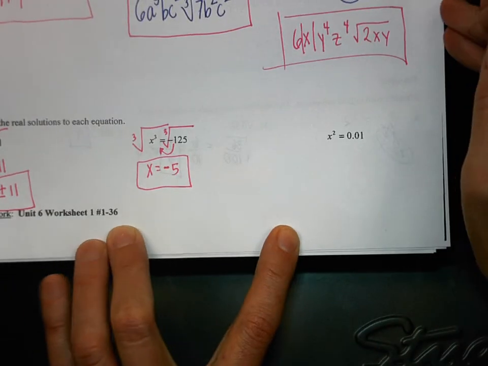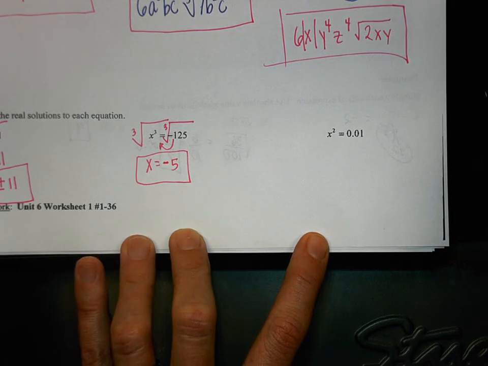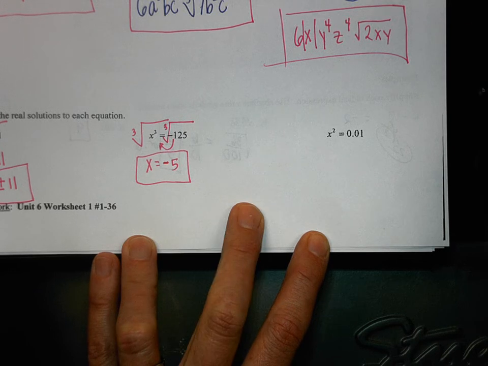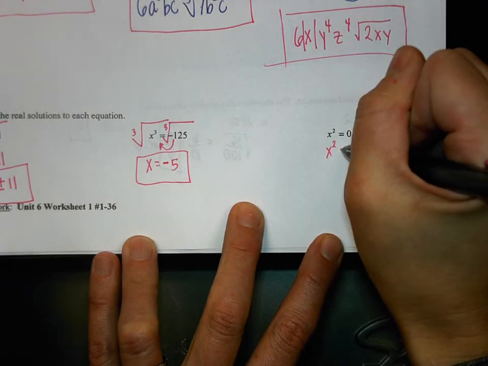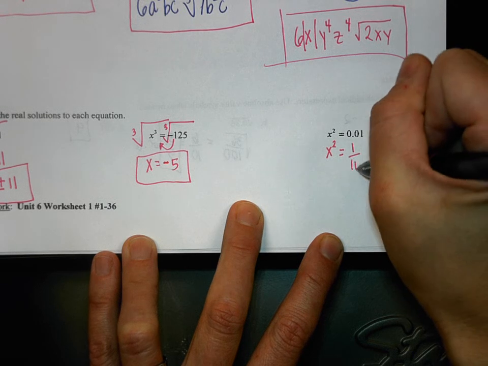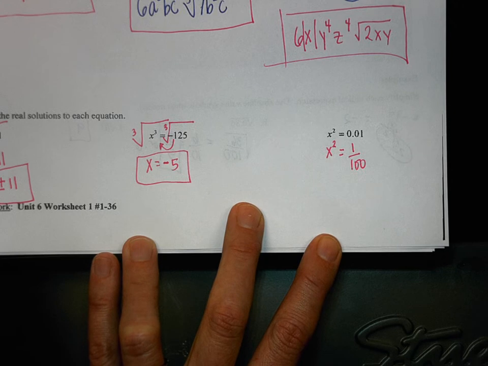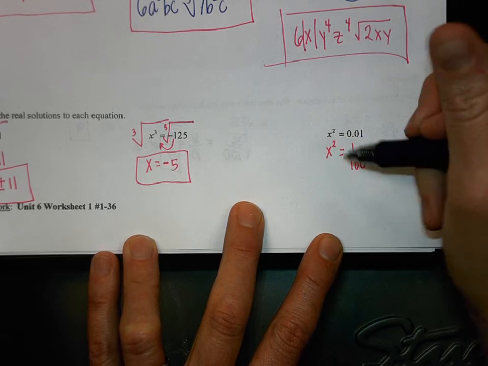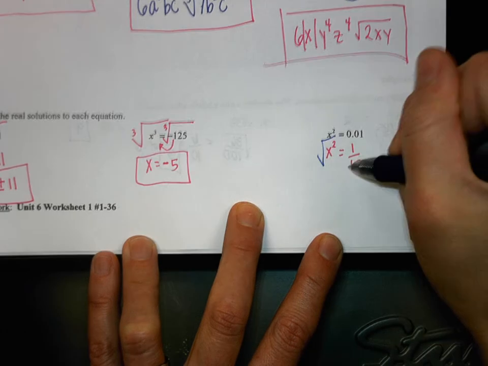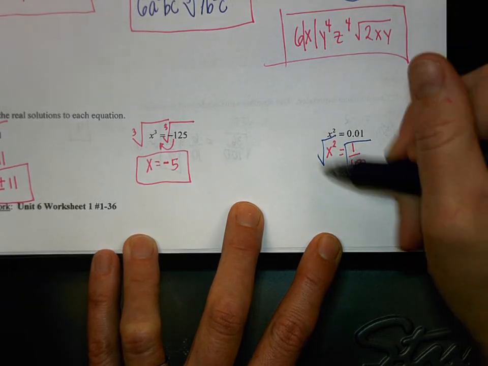X squared. What am I going to do for this one? To solve for x. Okay, we can make it a fraction first. I like that. X squared equals, and I would write this as what? 1 over 100, and then what will I do? In order to get that answer, we take the square root. Am I going to need to worry about absolute values on this one? Yes.